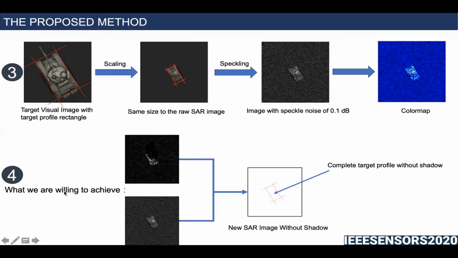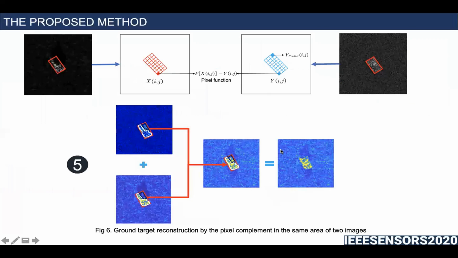Step 4 is what we are willing to achieve. Here is the raw SAR image, and here is our simulated SAR image with the visual model, which is also the complete target profile. We are going to reconstruct the missing part, using the simulated SAR image to generate a new SAR image without shadow, which is the complete target profile without shadow. We are not going to change any information in the previous target information in the raw SAR image.